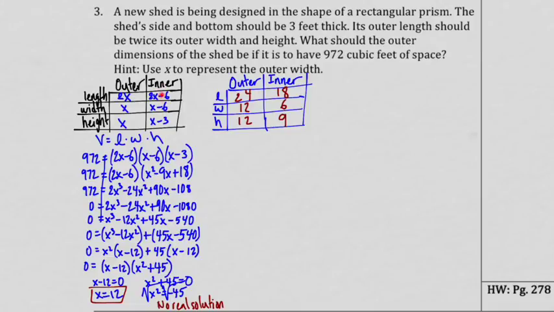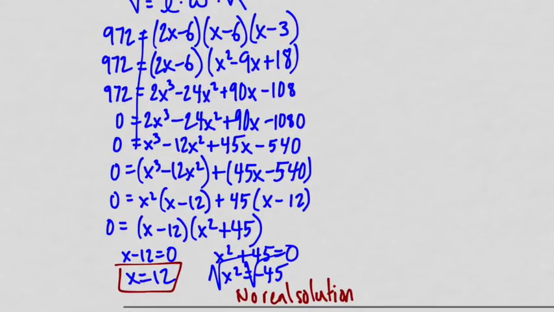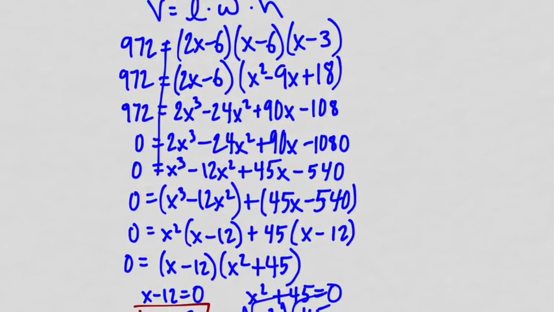So using those, 2x minus 6, x minus 6, and x minus 3, I used the formula for the volume, length times width times height, and set it equal to 972. Once I got that far, all I had to do was multiply, so that's where all this mess comes from. I multiplied these two first, got x squared minus 9x plus 18. Then I multiplied times 2x minus 6, and got 2x cubed minus 24x squared plus 90x minus 108. Subtracted the 972 so that I could make it equal to 0, and I got negative 1080 over here.